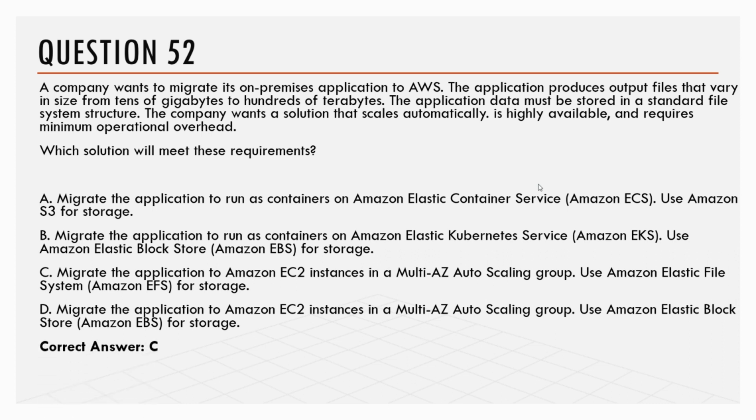Now let's look into the correct option. And the correct option is C. Migrate the application to Amazon EC2 instances in a multi-AZ auto-scaling group. Use Amazon Elastic File System for storage. Now let's look into the next question.